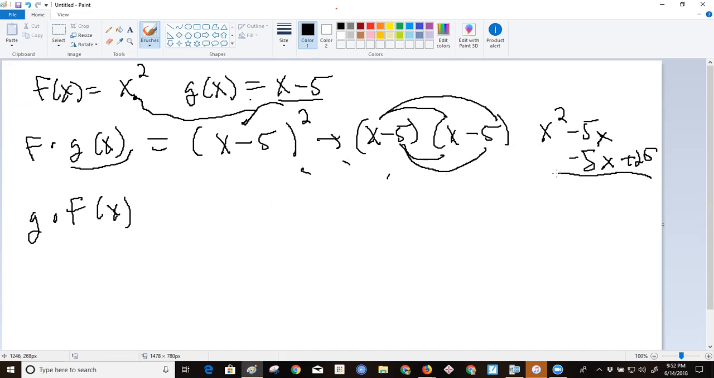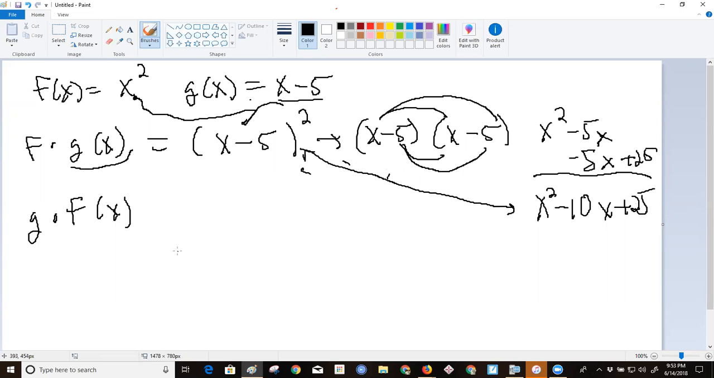And now I'm just going to combine all my like terms: x squared minus 10x plus 25. So that's another form of this answer. And I think either form is correct. It just depends on what you're trying to do with it.